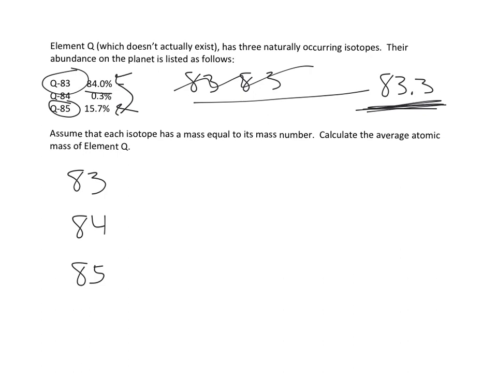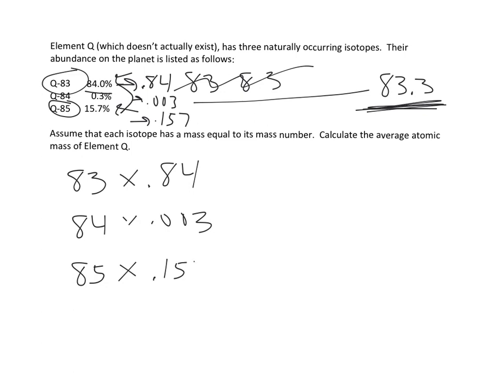Now, when you multiply by a percent, you convert it to a decimal first. So 84 is 0.84. You divide by 100. 0.3 is 0.003, and 15.7 is 0.157. If you've done these properly, the decimals should add up to 1. And you're going to multiply each mass by its decimal. So 0.84 times 83, 0.003 times 84, and 0.157 times 85. And you're just going to calculate each of these numbers.